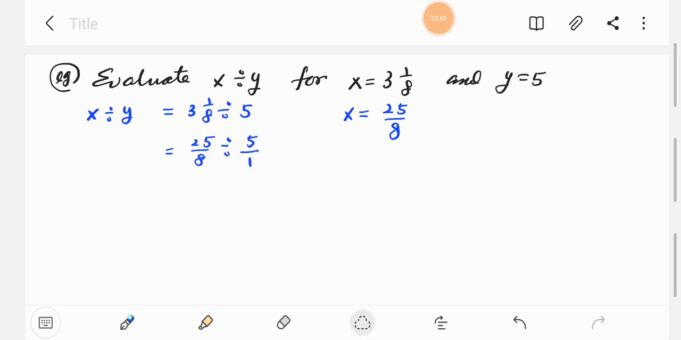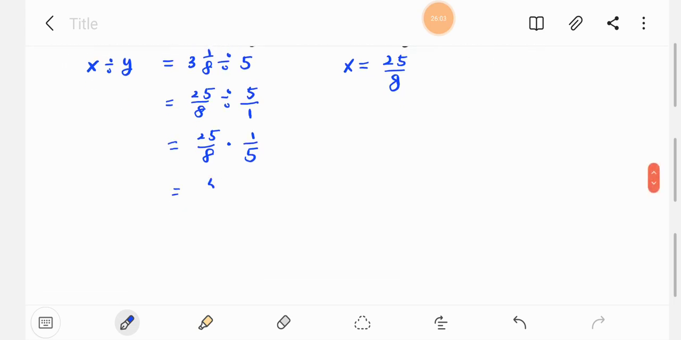So now we can make a product. 25 over 8 multiplied by the reciprocal of 5, so there will be 1 over 5. Then the numerator is 25 times 1, over 8 times 5. And then let's do the prime factorization of the numerator and the denominator.